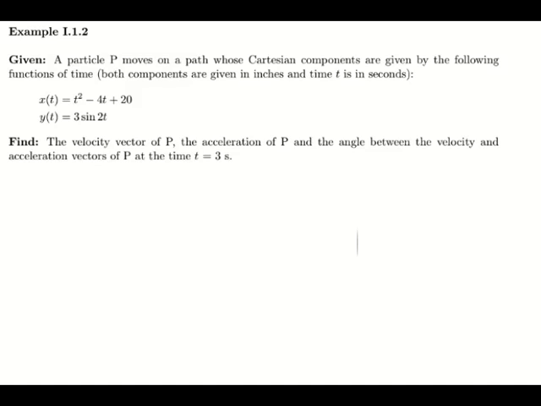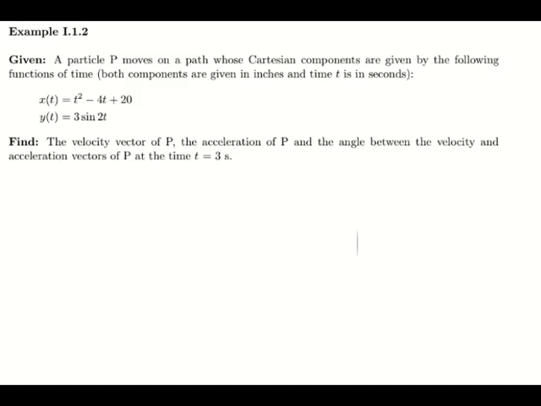In this example, the particle P, its path is given in terms of its x and y components. Here, x and y are explicitly given as a function of time. So in order to get the time derivatives of x and y, it's a fairly straightforward operation of just doing the differentiation in an explicit way on x and y. So let's do that here.